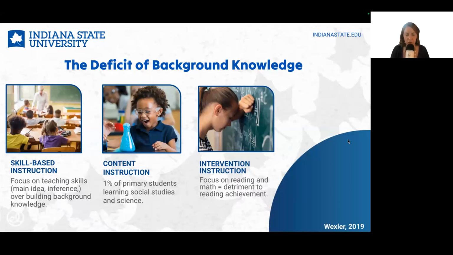And then the shift in instruction has happened too, in the way we teach reading. We've shifted to skill-based instruction. So we teach context clues, finding the main idea, creating inferences. And we assume that if you can find the main idea or make an inference in one text, you can find the main idea or make inferences in all texts. And that's not the case. It's contingent upon your background knowledge of that text.